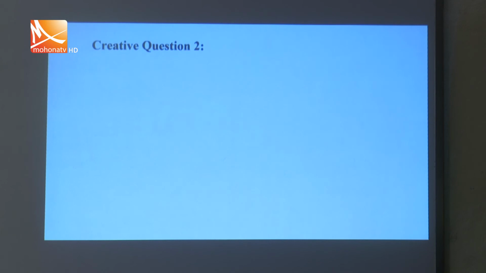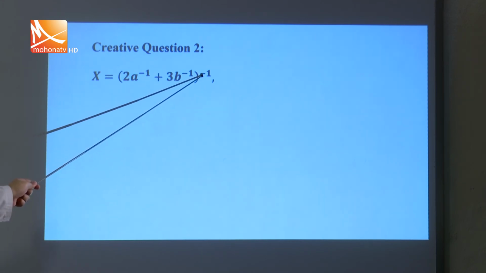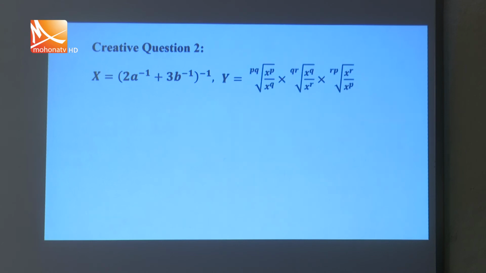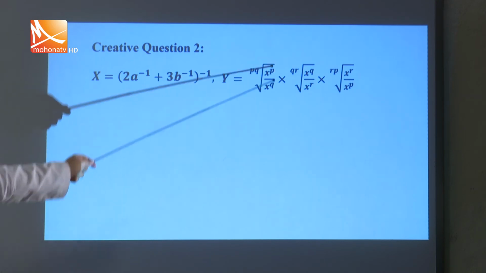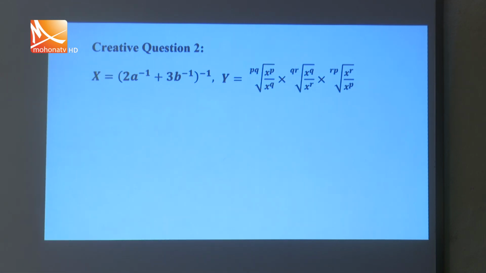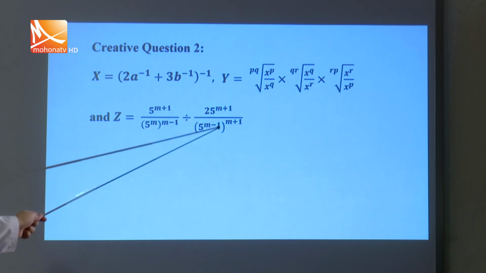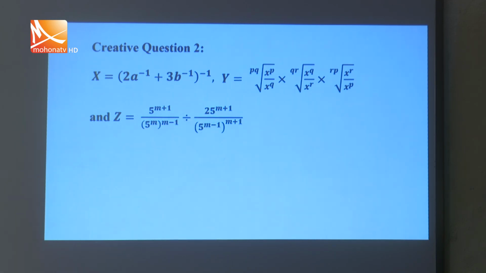So, let us see, we have a creative question too. And what is the question here? See, x equal to (2 to the power a inverse plus 3 to the power 3 into b inverse) whole to the power inverse 1, y equal to pq root of x to the power p divided by x to the power q, qr root of x to the power q divided by x to the power r, and rp root of x to the power r divided by x to the power p. And you have an expression of z like this: (5 to the power m plus 1 divided by 5 to the power m) whole to the power m minus 1, divided by (25 to the power m plus 1, 5 to the power m minus 1) whole to the power m plus 1, and where x, p, q, r, all of them are positive. Okay.